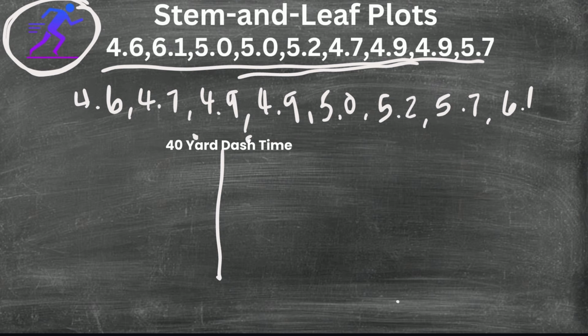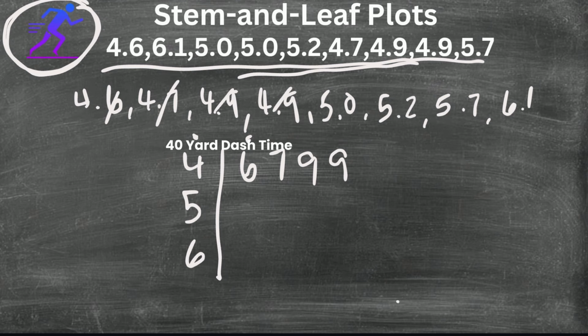So now that it's set up in ascending order, it makes it a little bit easier. We're going to have 4s, and then we've got some 5s and a 6. So now let's go ahead and start going. We've got 4.6, and then 4 7/10, and 4 9/10, and we have another 9/10. So then we have a 5 and just 5 flat, and then we have 5 2/10, and then a 7/10, and then we had a 6 1/10 time.